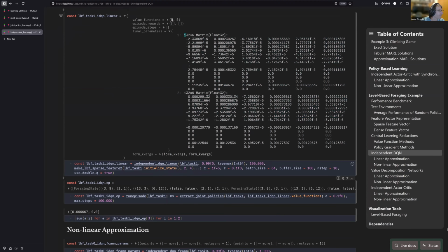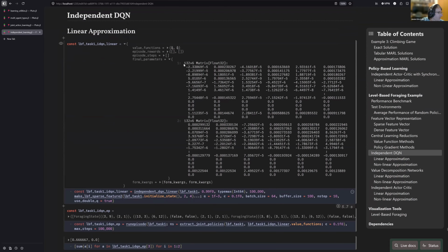You can see that instead of the state space, this is the dimension of the feature vector. So here, this problem has a feature vector of length 132, and then the 6 columns correspond to each of the 6 action outputs. And then we have a separate value function for each agent. And that's it. But of course, this is being trained on this level-based foraging task where each agent gets its own reward signal.